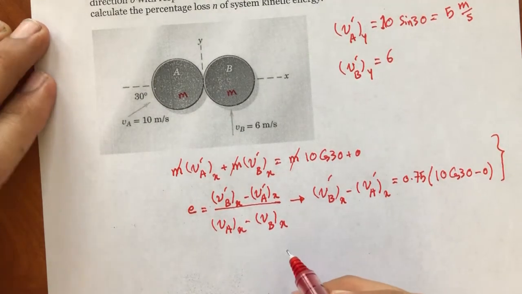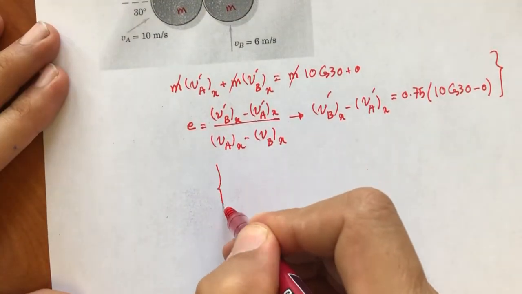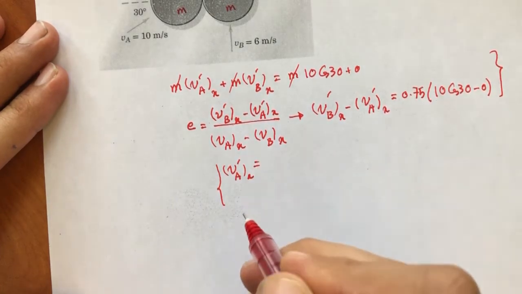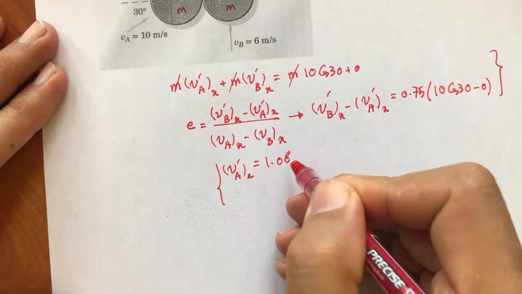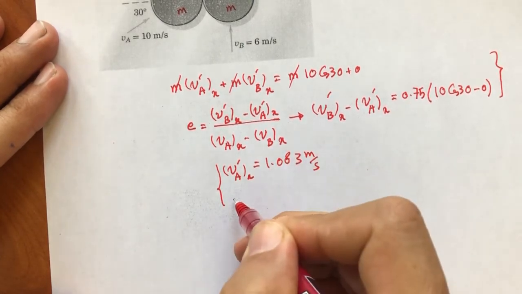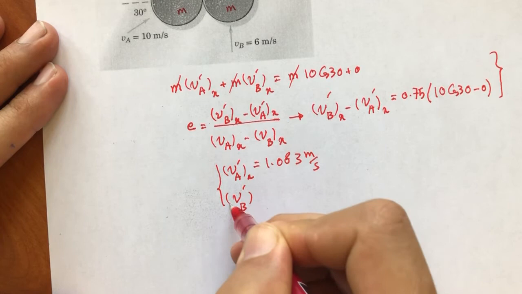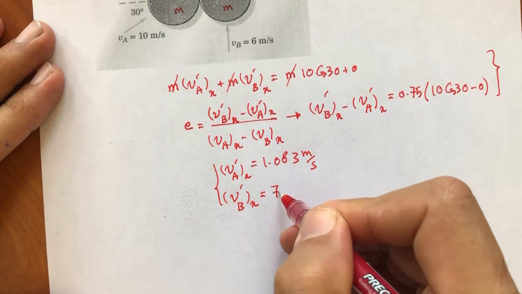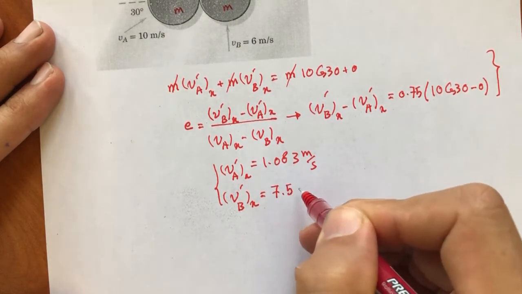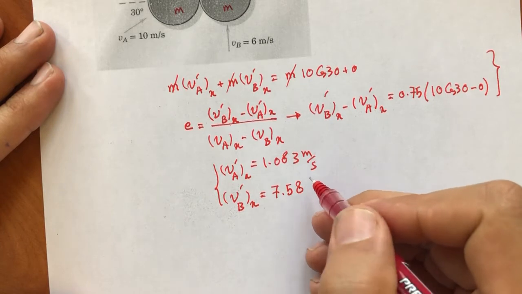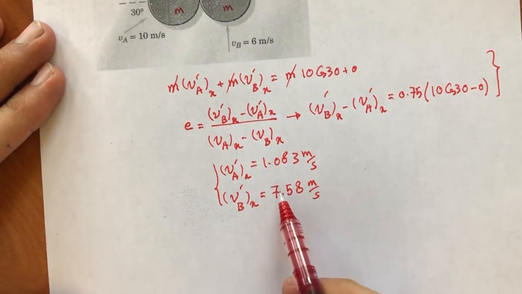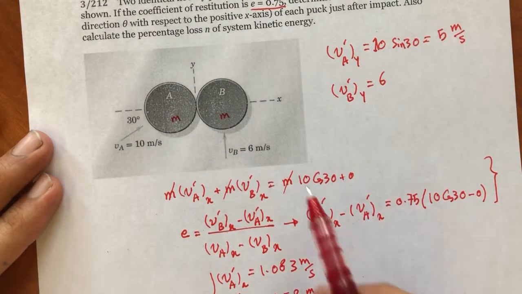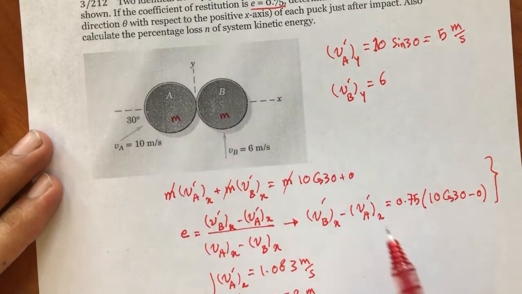So if you do the math, VA prime in the x direction is going to be equal to 1.083 meters per second, and VB prime in the x direction, or velocity of B in the x direction after impact, is going to be 7.58 meters per second. Both of them turn out to be positive. It means after impact, the velocity of both of them in the x direction is positive, right? B is going to move in that direction and A is going to move in that direction.